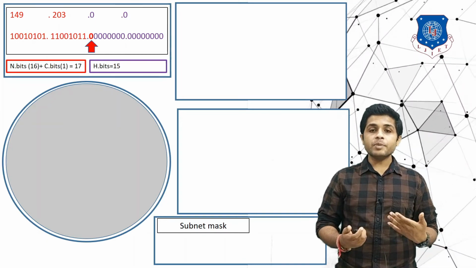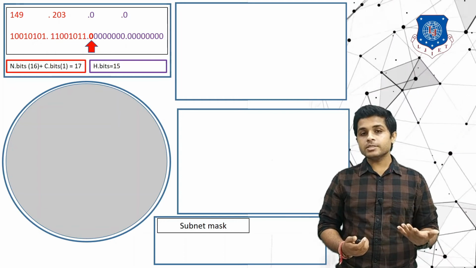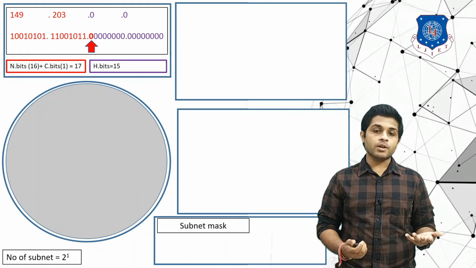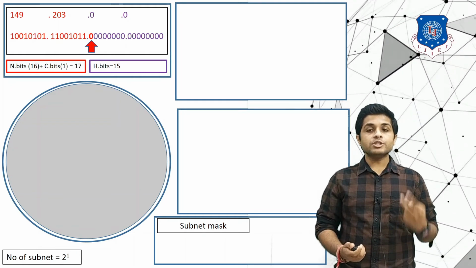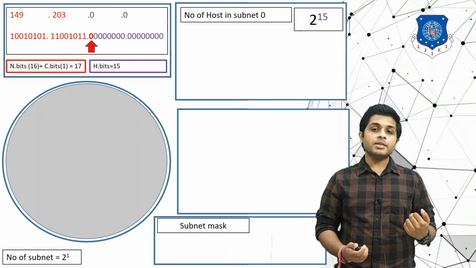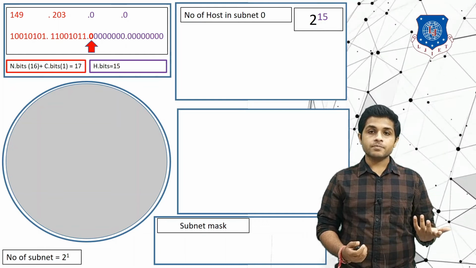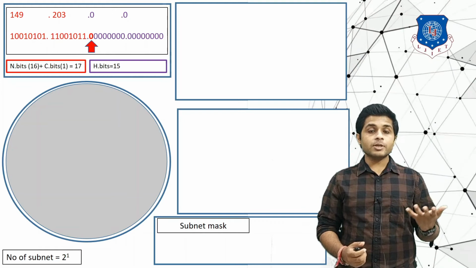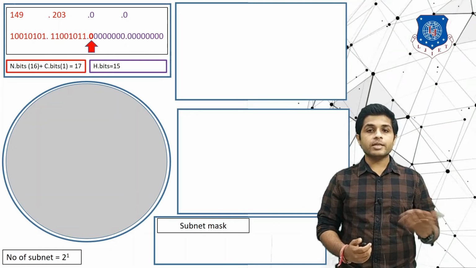What information do you get from the converted bits? From the converted bits, you will know how many subnets are possible. So 2 raised to 1 means 2 subnets are possible, subnet 0 and subnet 1.